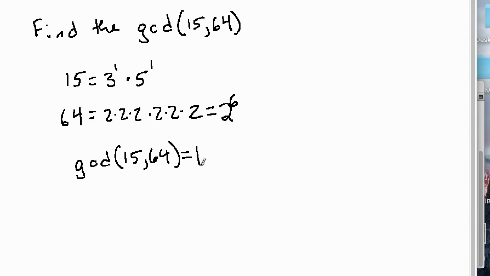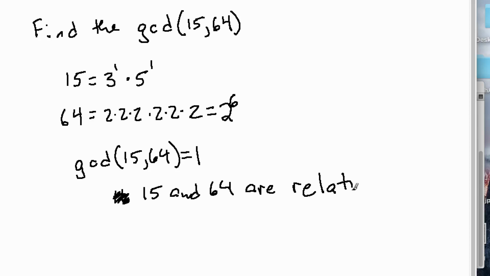And in a situation where we have the number 1 being the greatest common divisor, we would say that 15 and 64 are relatively prime. And that's an important definition. We will call on that again.